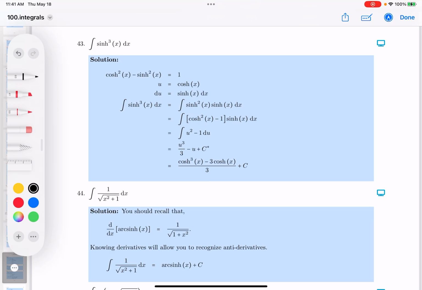All right, let's derive some simple facts about these hyperbolic functions. Let's just write down the hyperbolic sine, which is e to the x minus e to the minus x over 2. I'm going to write down the hyperbolic cosine, which is e to the x plus e to the minus x over 2.